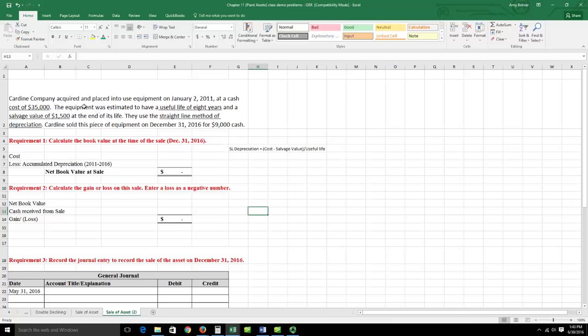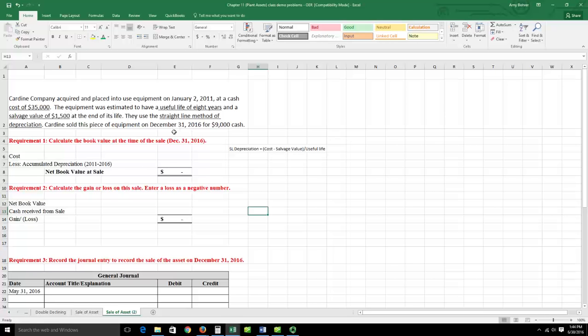In my example, we have a piece of equipment that we purchased on January 2nd, 2011 for $35,000 cash. The equipment has an estimated useful life of 8 years and a salvage value of $1,500. They use the straight line method as well for depreciation. They sold the piece of equipment on December 31st, 2016 for $9,000 cash. They would have depreciated it for this last year before they sold it, because they would have owned it for all of 2016.